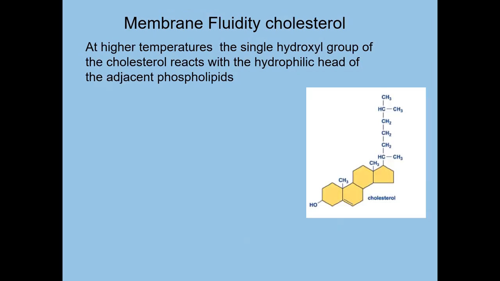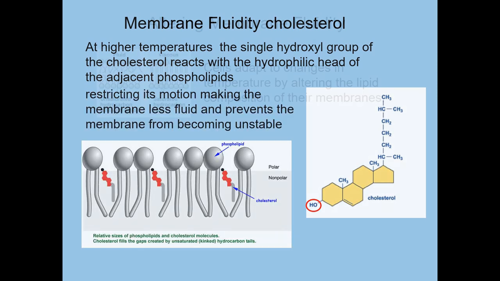However, at higher temperatures, such as those observed in mammals that maintain constant body temperature, the single hydroxyl group of the cholesterol reacts with the hydrophilic head of the adjacent phospholipid, restricting its motion and making the membrane less fluid and preventing the membrane from becoming unstable. In most plants, cholesterol is not common, but other sterols, such as methylcholesterol, regulate plant membrane fluidity, and their relative amounts may help plants adapt to changes in ambient environment.